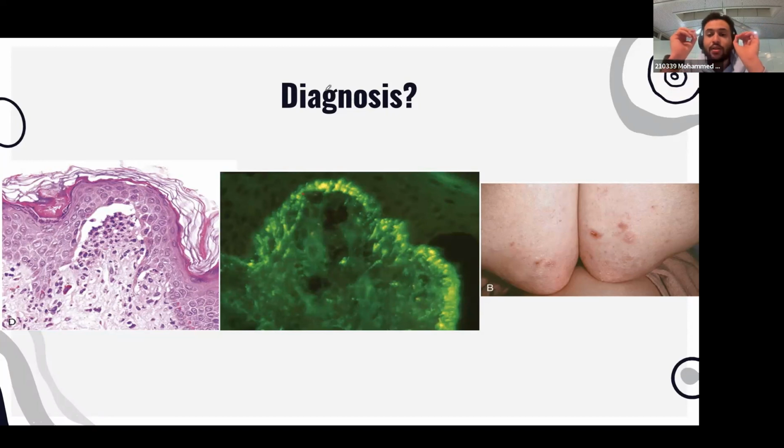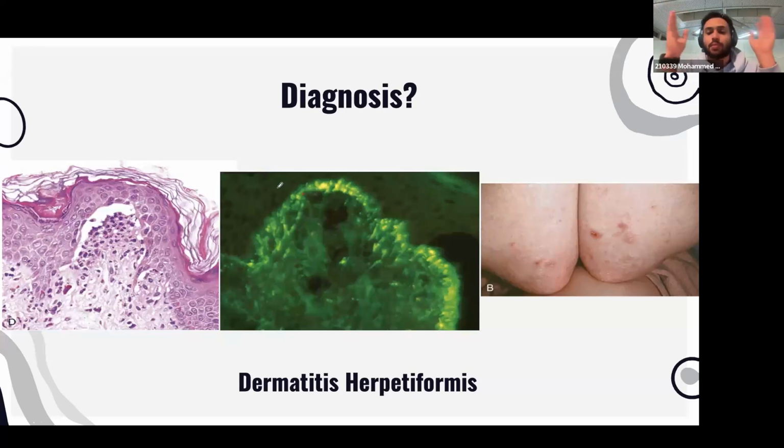IgA, yes. So this IgA is what's causing this pathology. That's it. It's IgA mediated. This is dermatitis herpetiformis. The reason why it's called herpetiformis is that it looks like herpes. It's very itchy as well.